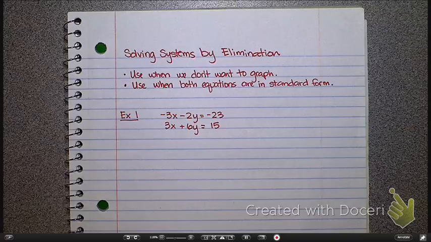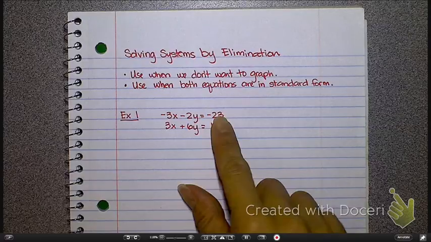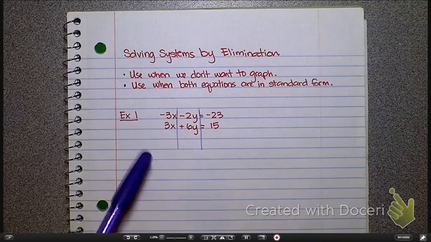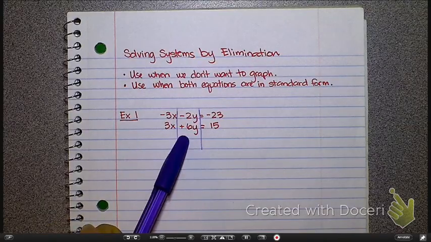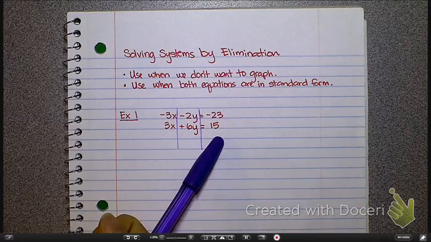Now, if I think about using substitution, I like to use substitution when I have one of the equations y equals and then all the rest of the equation, or x equals and then all the rest of the equation. This one, it's not like that. So I'm going to show you guys this other method, which is called elimination. In elimination, what we do is we divide the equations into columns. A column for my x's, a column for my y's, and a column for my regular numbers.